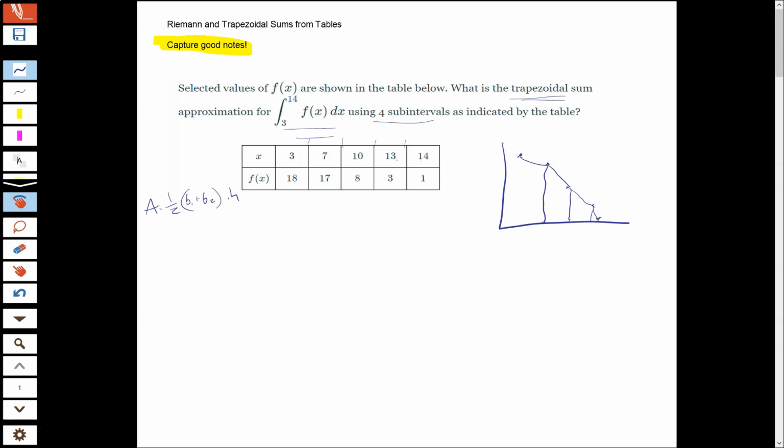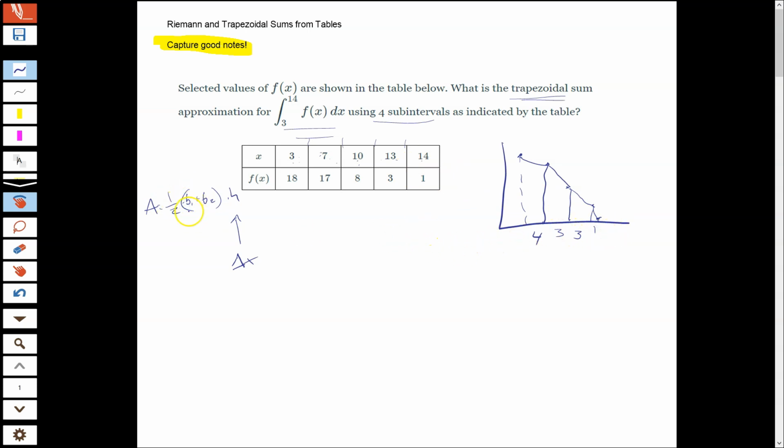Let's start with the height. The height is going to be the change in x, so I'm going to write that as delta x for each interval. This first interval from 3 to 7 is 4. 10 minus 7 is 3, 13 minus 10 is 3, and then 14 minus 13 is just 1.